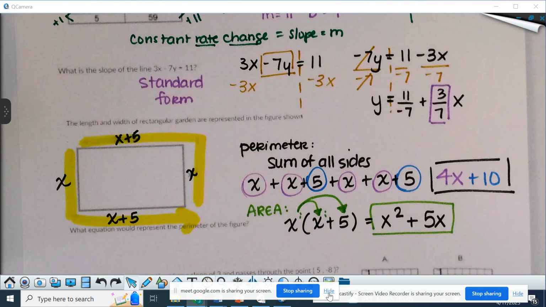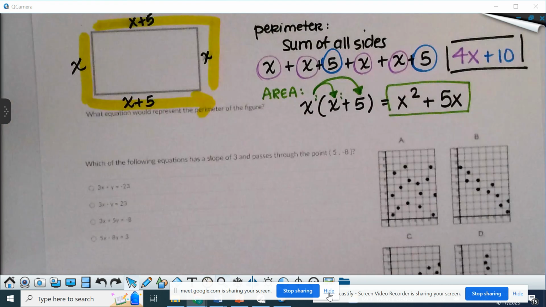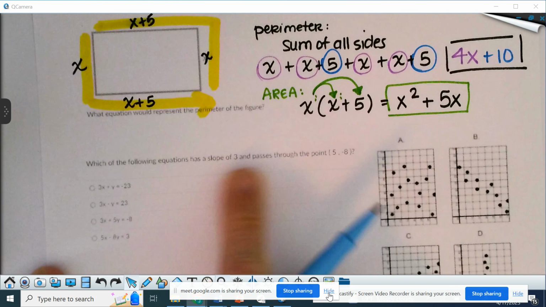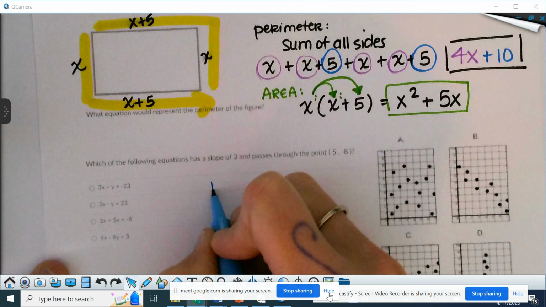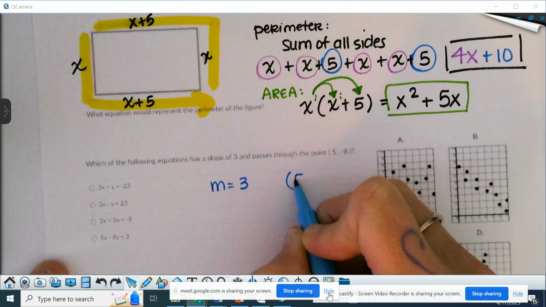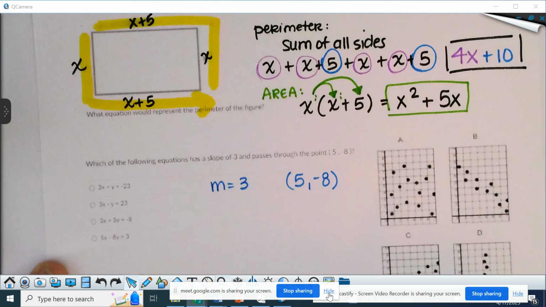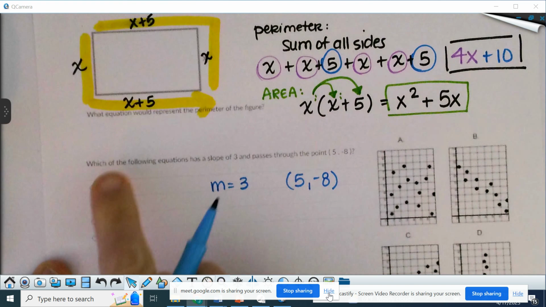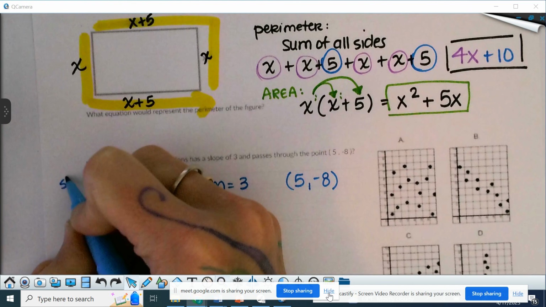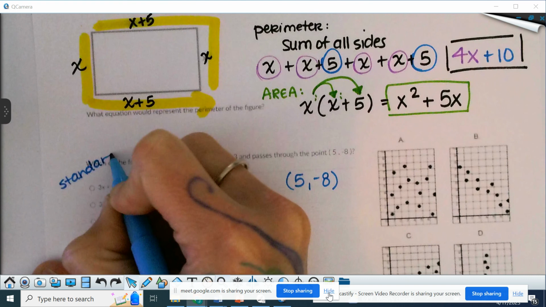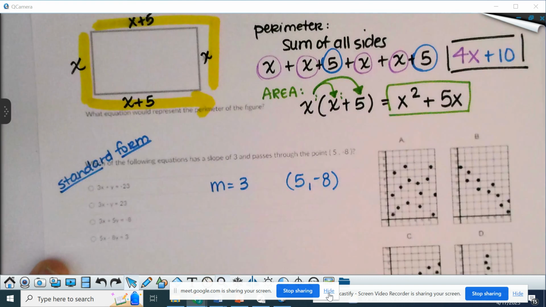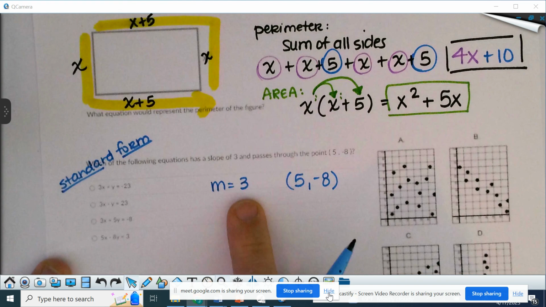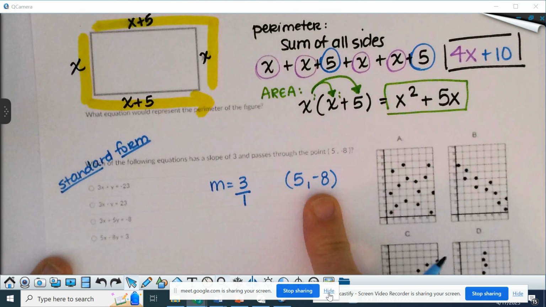All right, which of the following equations has a slope of 3 and passes through the point 5, negative 8? So m is going to be 3, and it's going to use the point 5, negative 8. You could do it a couple different ways. So these are all in standard form again. If this was calculator active, I would go put each one in. I would count the rise over run, and it should be 3 over 1, and I would make sure it went through 5, negative 8.